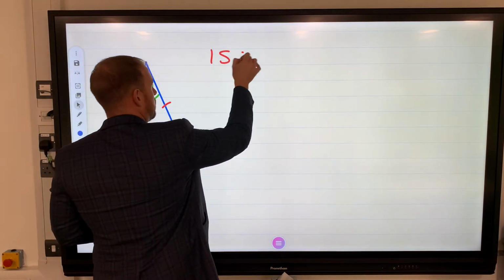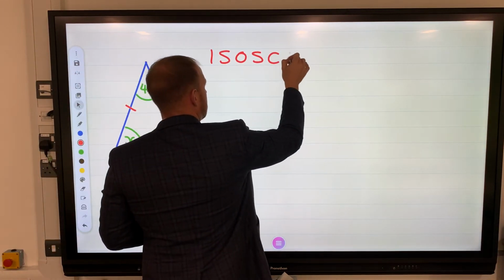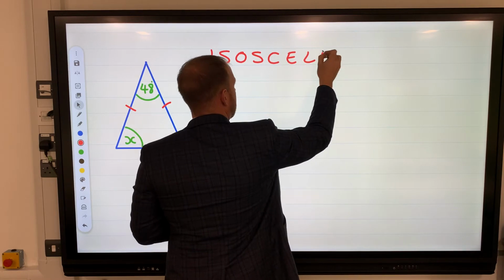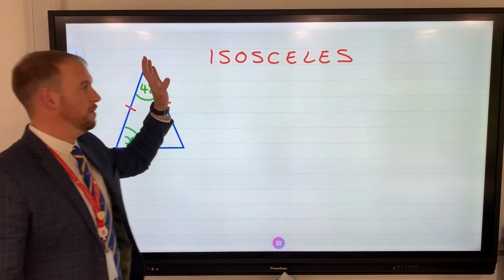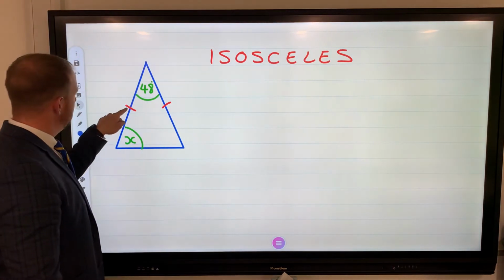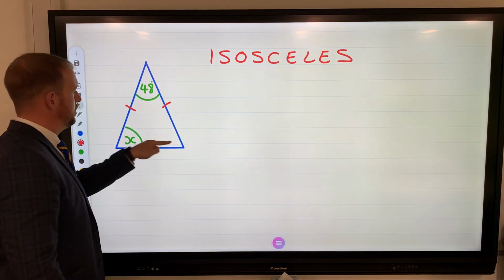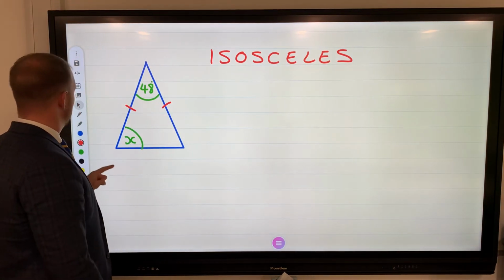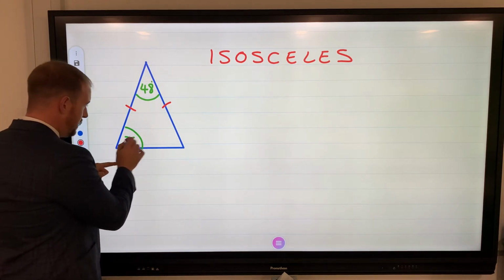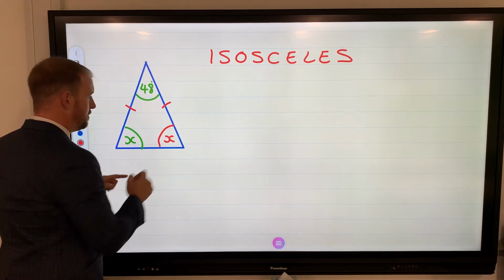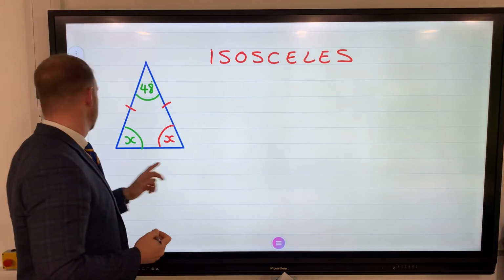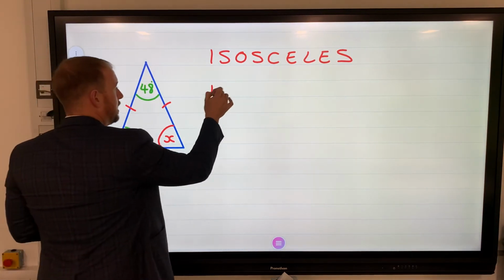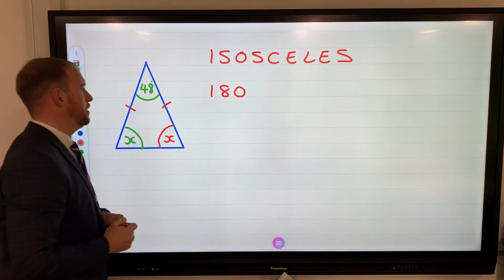I sat on Swansea cliffs eating lovely egg sandwiches. Okay, something I was taught a few years ago, and it has stuck with me ever since. So these two sides are the same, these two angles are the same. Therefore, we can now work out if this is x, this is going to be x as well. But our maths fact of any triangle is that all of the angles add up to 180.